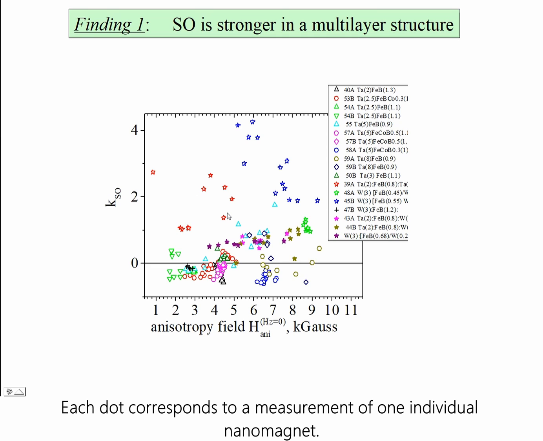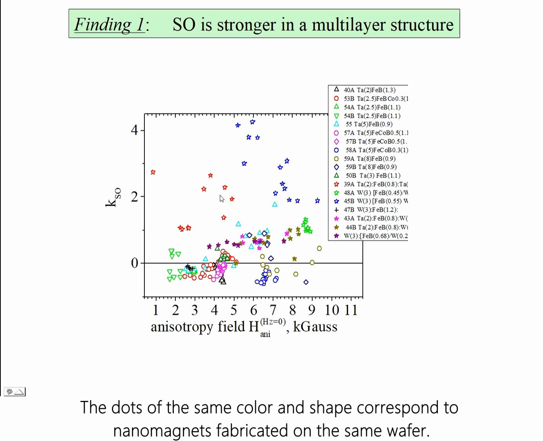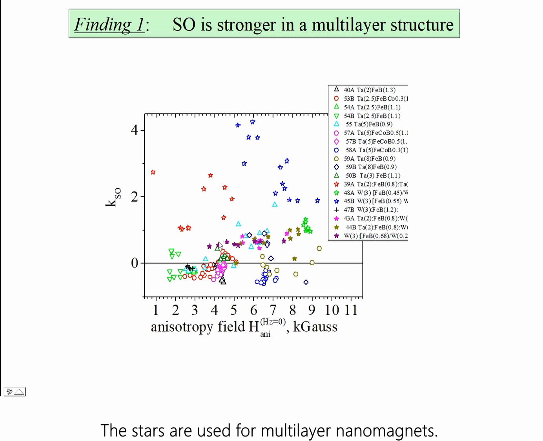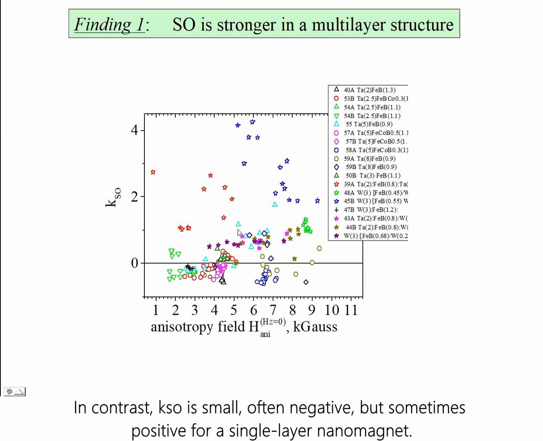Each dot corresponds to a measurement of one individual nanomagnet. The dots of the same color and shape correspond to nanomagnets fabricated on the same wafer. The stars are used for multi-layer nanomagnets. As you can see, coefficient of spin-orbit interaction is always large for multi-layer nanomagnet. In contrast, coefficient of spin-orbit interaction is small, often negative but sometimes positive for single-layer nanomagnet.